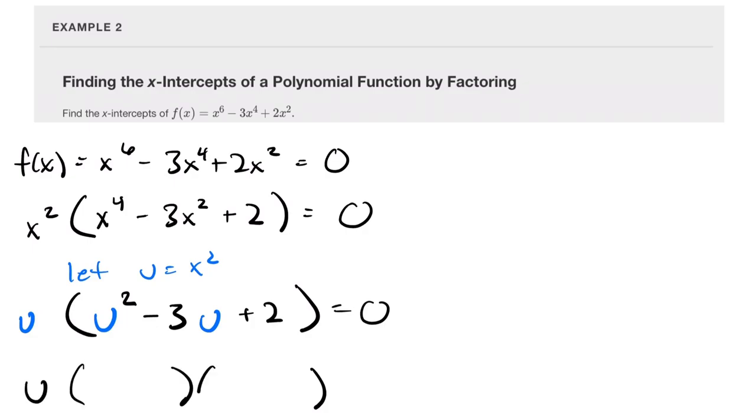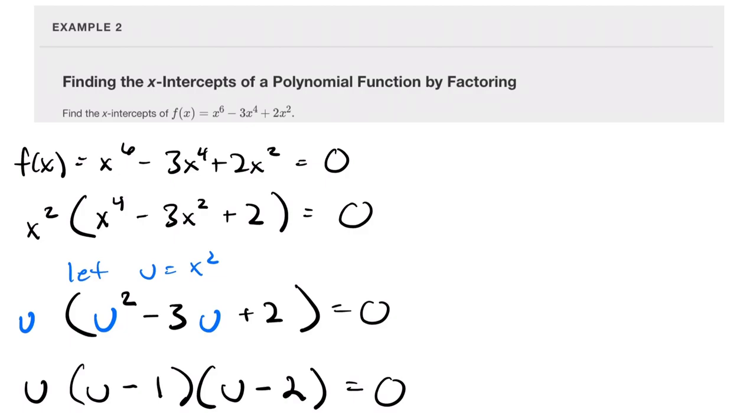We got a u, and u. Because the second sign is a plus, I know my signs are the same. Because the first one is negative, I know the larger one is negative. So that means they're both going to be negative. Okay, and I think the numbers are 2 and 1.